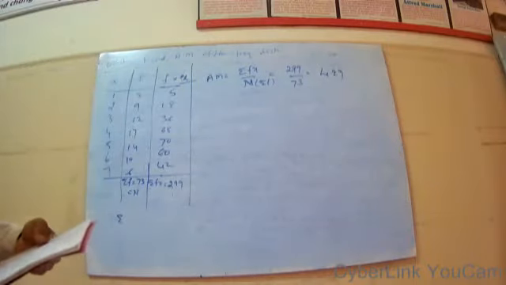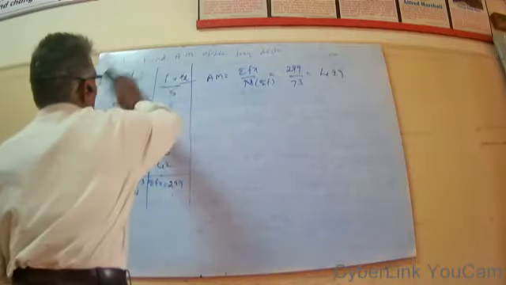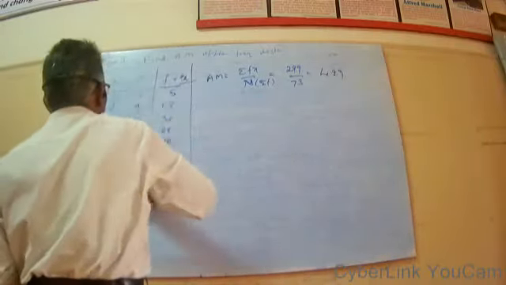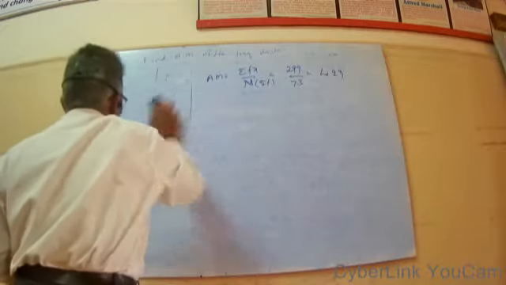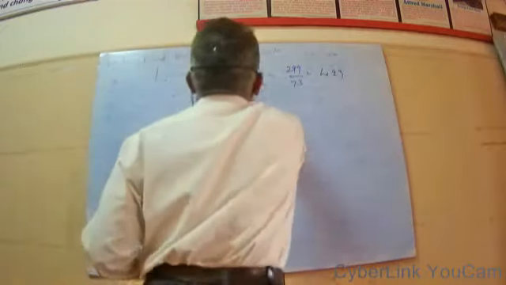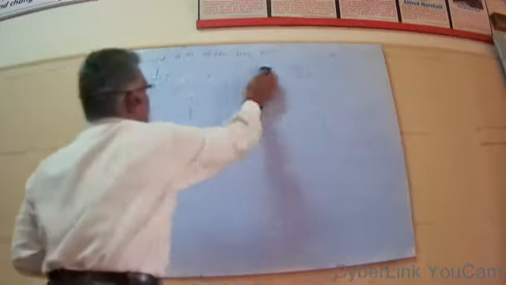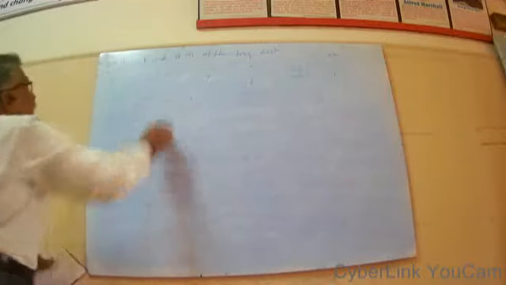Next example. This was the discrete frequency distribution. Now let us take up one more example, the continuous class frequency distribution. We will also take up the step deviation method and the direct method, and how to compute the arithmetic mean in a continuous class frequency distribution. Example number 2.